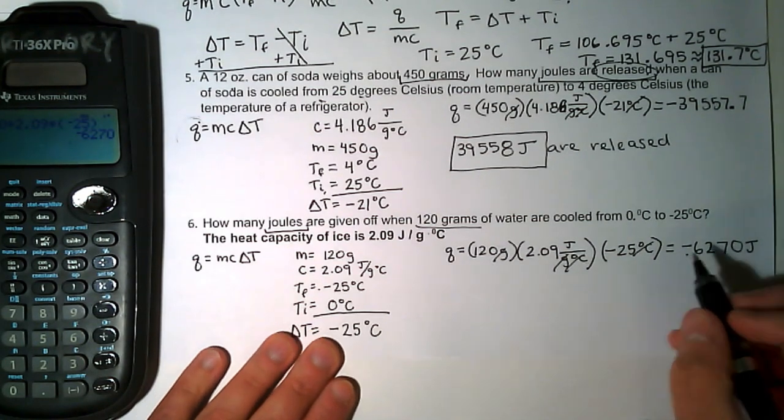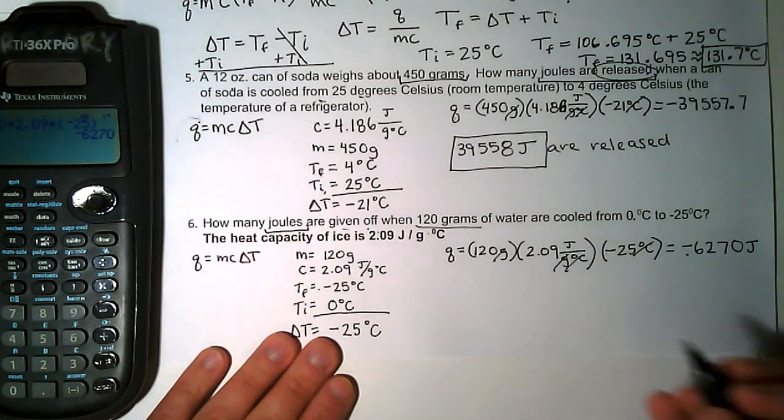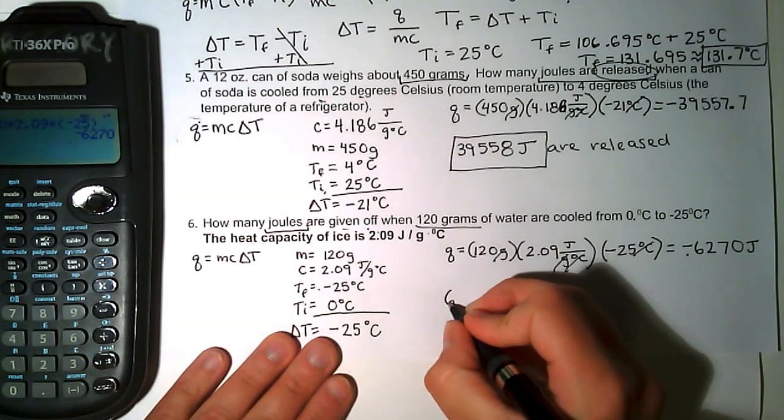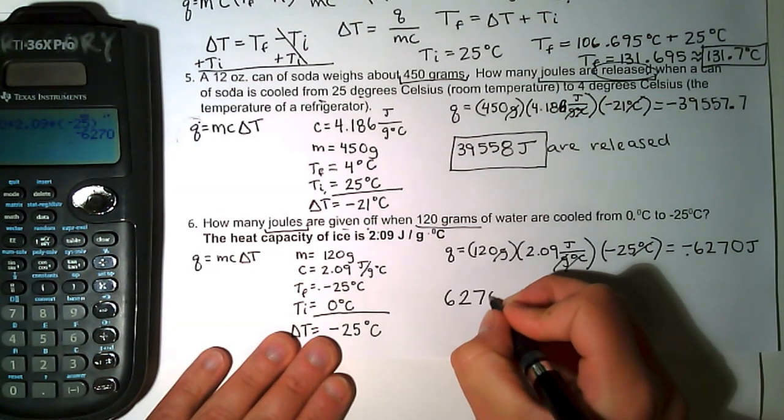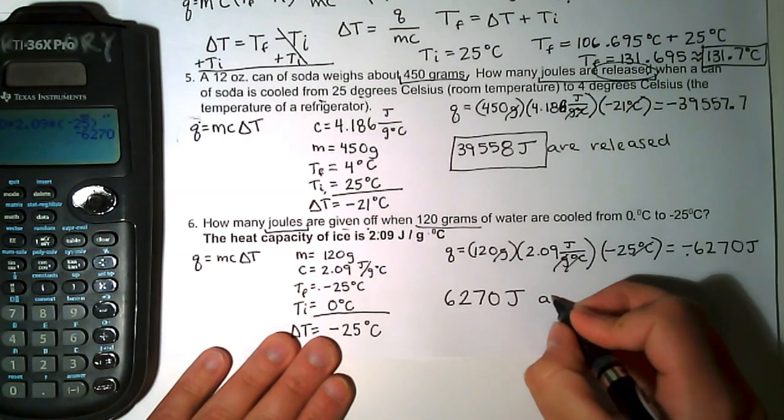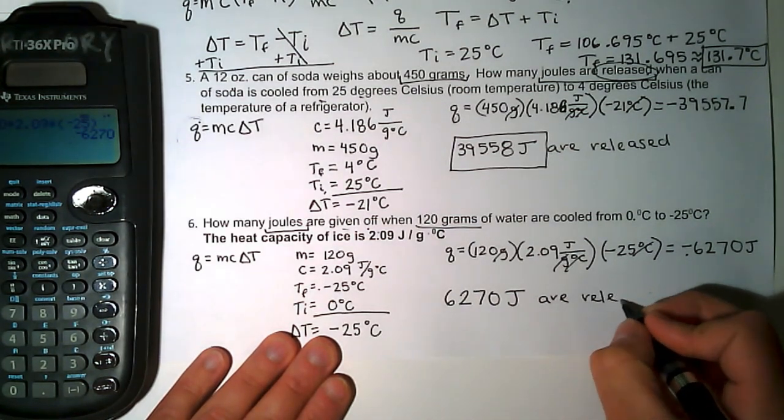And this negative sign means that it's given off. So I'm going to convert this into a positive value. 6270 joules are released or given off.